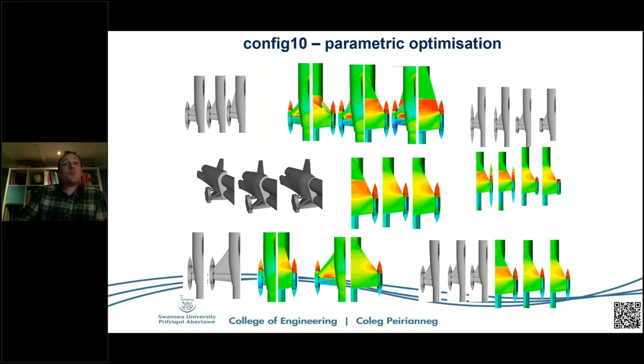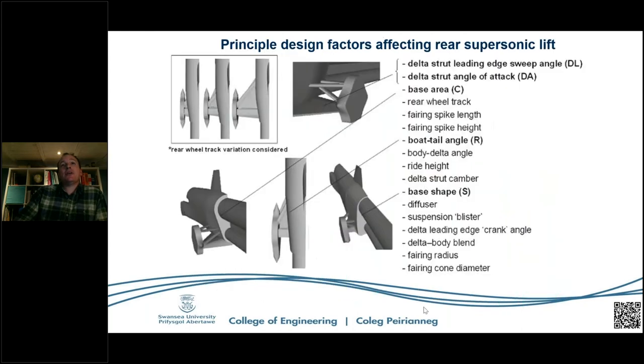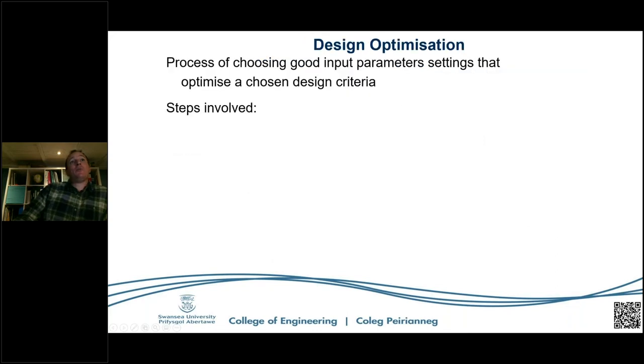And then we basically swept through all of these different parameters that defined that rear geometry shape. And eventually we narrowed down to five key parameters that seemed to be driving this problem we had. So things like the boat tail angle, as we called it, the angle at which the body of the car tapered down, the angle of attack of one of the key suspension strut fairings and so on.